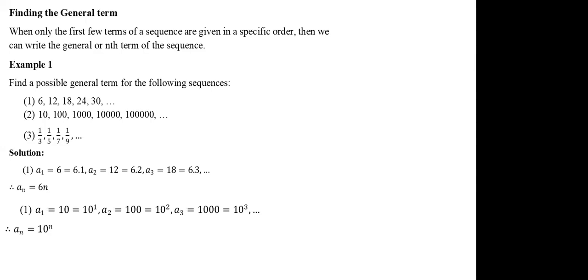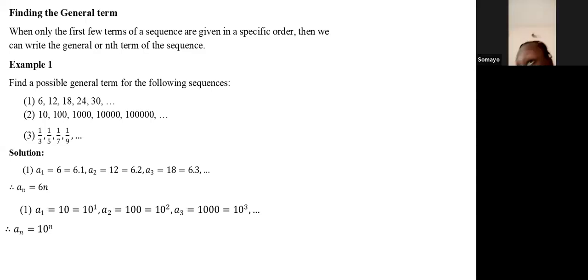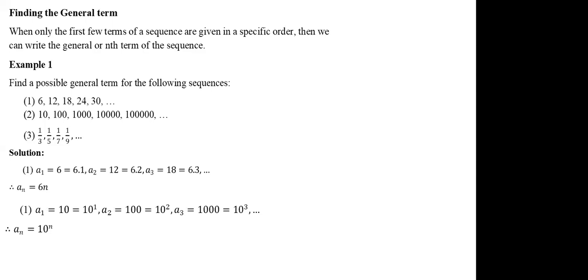The first one is 3 now. 1 over 2n plus 1. Let's see. When n is equal to 1, I'm going to have 1 over 2 times 1 plus 1. It's going to give me 1 over 3. When n is equal to 2, I'm going to have 1 divided by 2 times 2 is 4, plus 1, 5. Do you understand it now?